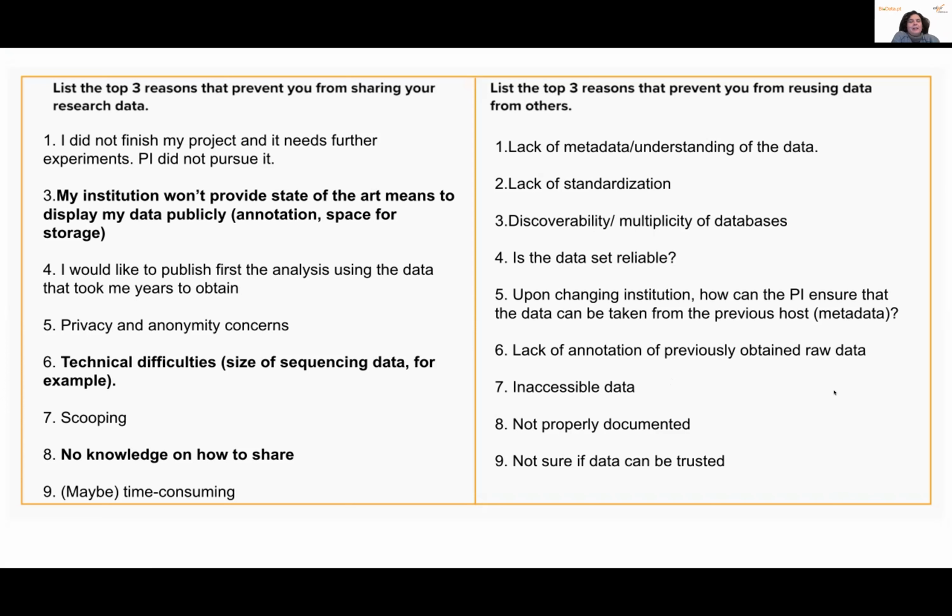It is really interesting that some of the listed reasons that prevent us from sharing our research data are also the reasons preventing us from reusing data from others. And I think this is something that may lead us to a reflection that we should try to balance this a bit more. Thank you very much, Anna.